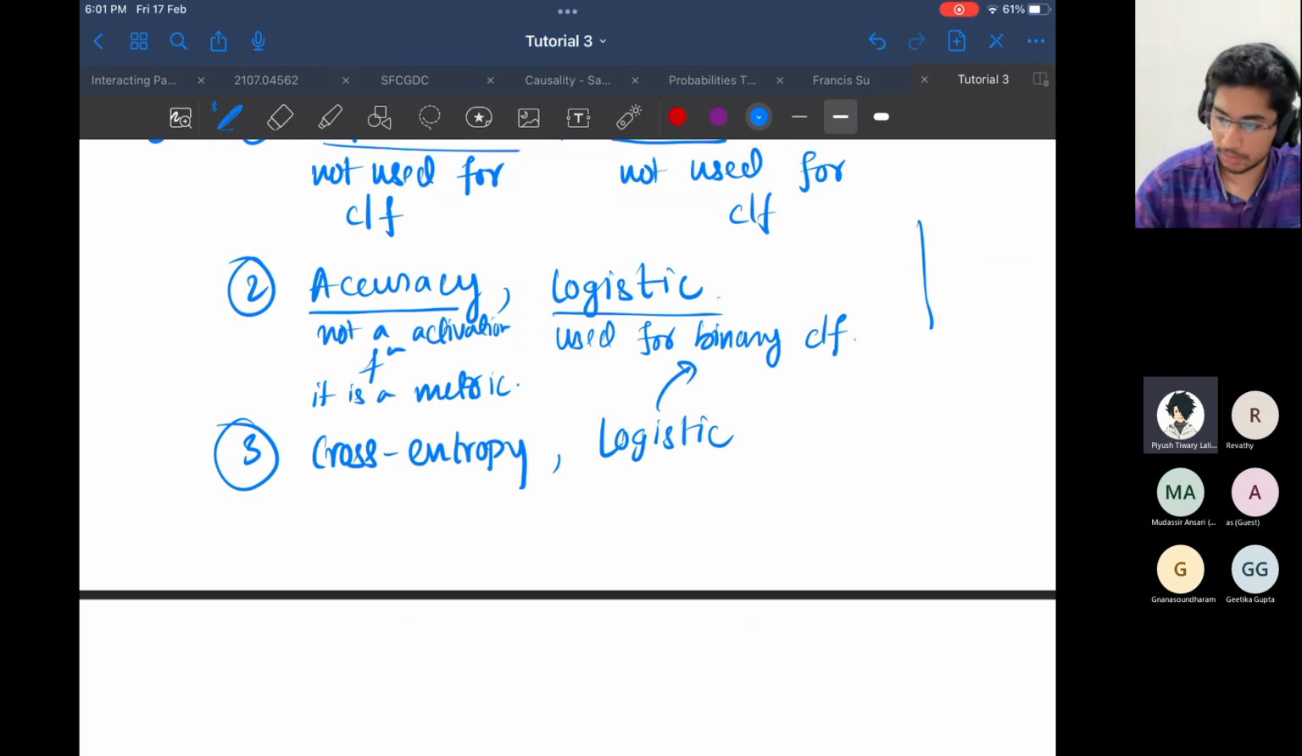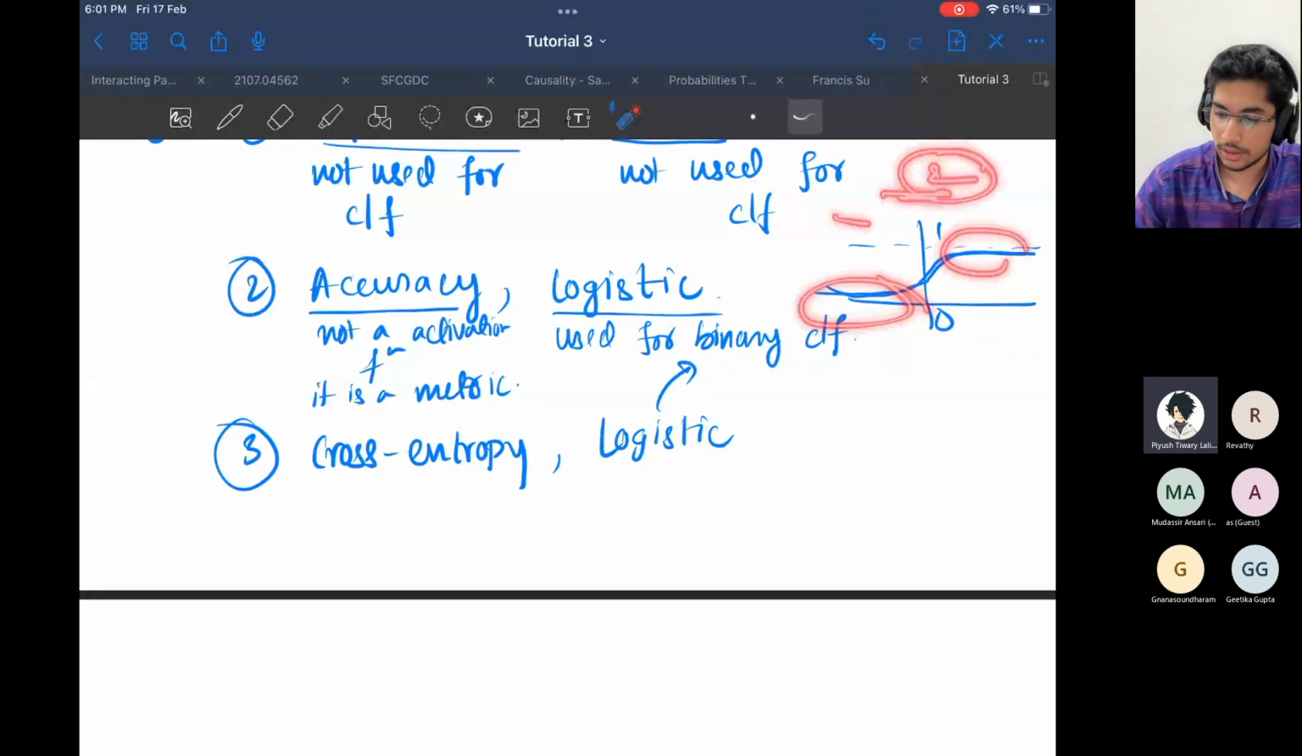Just to brush up your memory, here is the logistic function. This was 1, this was 0, and something like this was your logistic function, right? So there were only two levels, 0 and 1. Whereas we need a 0, 1, and a 2 also. Where is the 2? We don't know where the 2 is because the logistic function doesn't provide that.